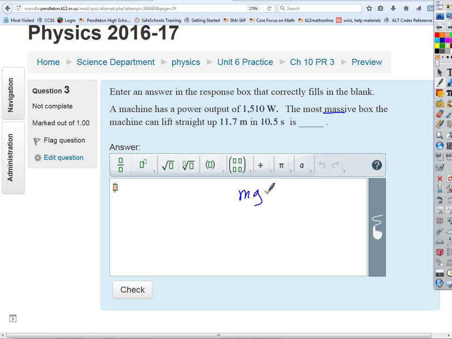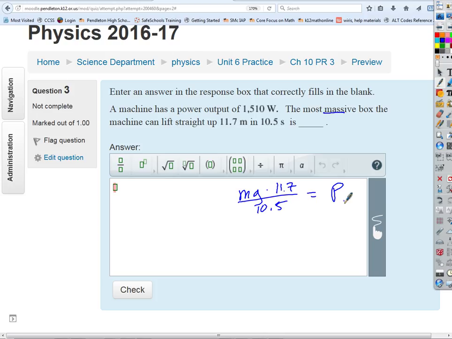So mg times distance, which is 11.7, divided by time, which is 10.5, would equal power, right? Yeah. G is 9.8. So when you solve this, what you really want to do is solve for M, not for the force, right? See what I'm saying? You ever get that? Okay. That was one that people missed a little bit.